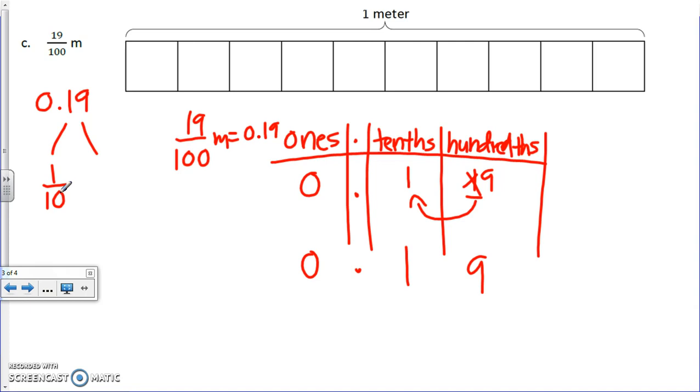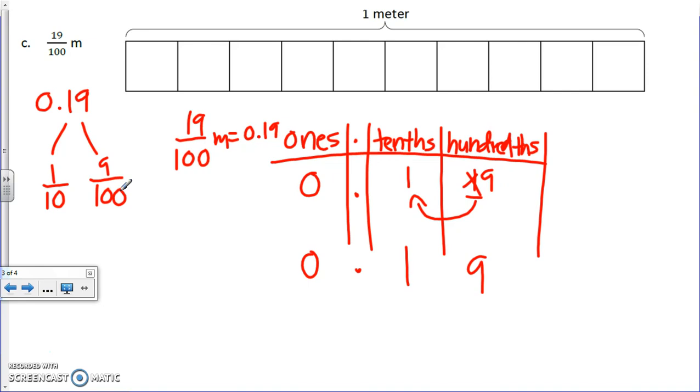And I look, I have how many hundredths? I have 9 hundredths. 9 hundredths, my denominator is 100. Pretty simple so far. So now I've taken it apart with the number bond. Now, we do have to go back to our tape diagram and do our shading.